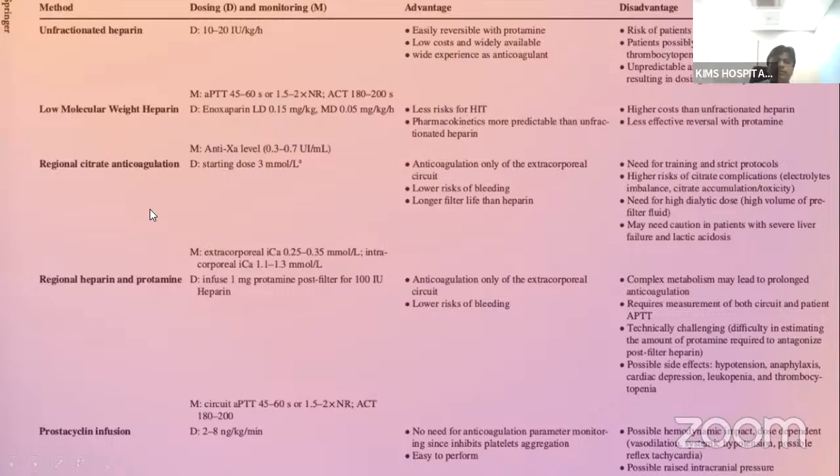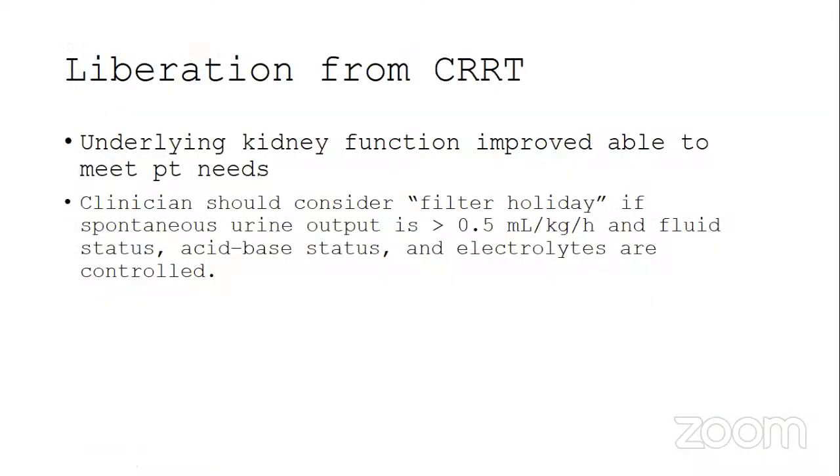So the commonly used options are unfractionated heparin as well as regional citrate anticoagulation, and depending upon the unit and the child, like in children with acute liver cell failure, prostacyclin infusion can be considered. It is not that easily available in India. Coming to the liberation from CRRT: liberation is the removal from CRRT, I mean, when to consider stopping CRRT.